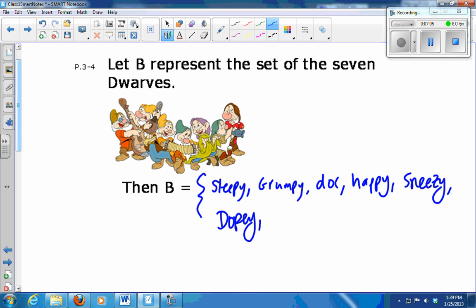Oh, shoot. Bashful. There we go. All 7 dwarves, written between curly braces with commas separating them.